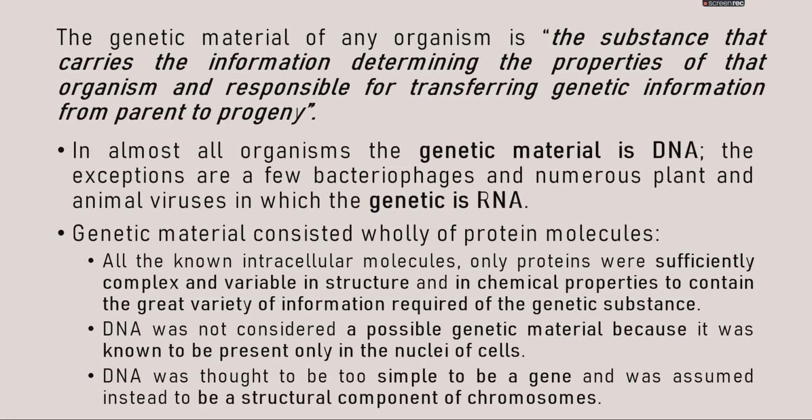So what are the properties possessed by these proteins? Of all the known intracellular molecules, only proteins were sufficiently complex and variable in structure and chemical properties to contain the great variety of information required for the genetic substance. So one property which is satisfied there is that it is complex and has variable structure and chemical composition. You know that protein is composed of 20 different amino acids arranged in different positions to get different types of proteins. Similarly, these proteins have different structures like primary, secondary and tertiary structure. That's why it was considered that protein may be the genetic material of living organisms instead of DNA.